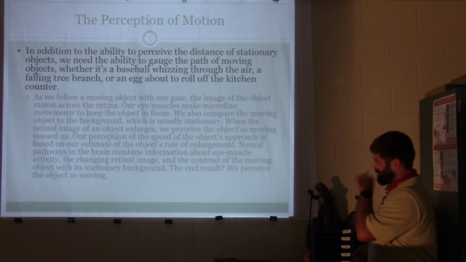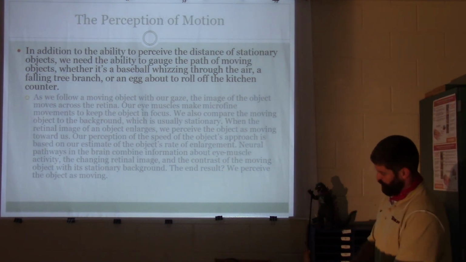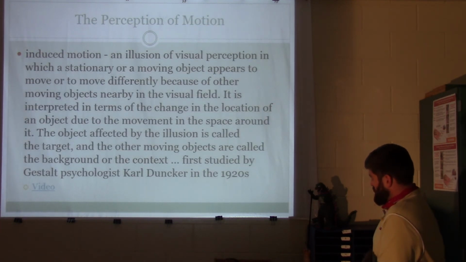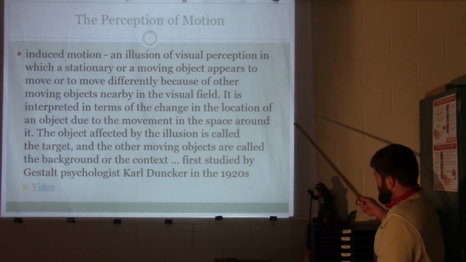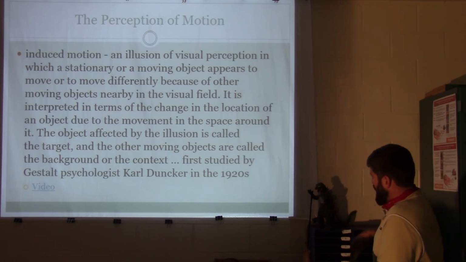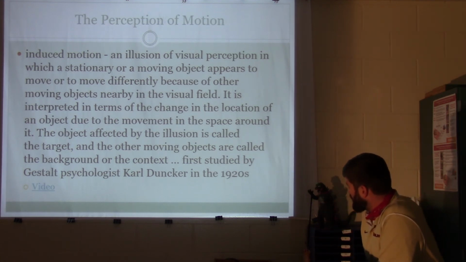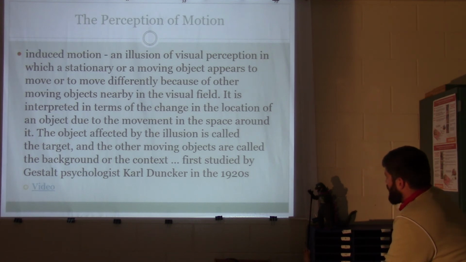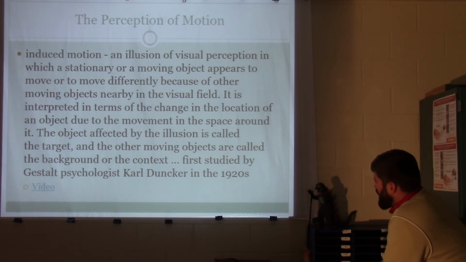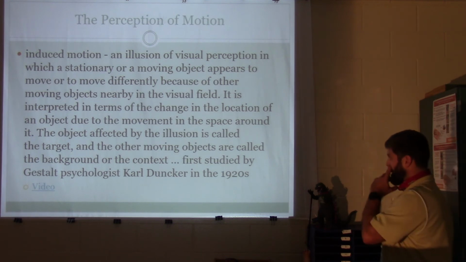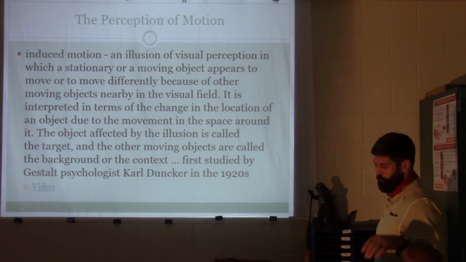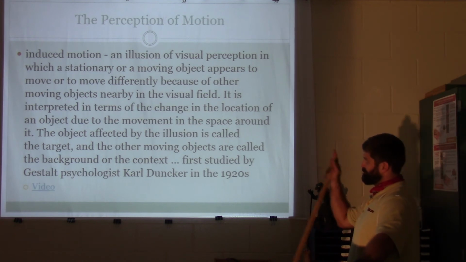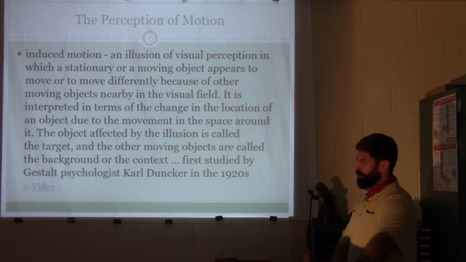Perception of motion, we'll look at this here in a second. But we have induced motion. It's an illusion of visual perception in which a stationary or moving object appears to move or move differently because of other moving objects nearby in the visual field. It is interpreted in terms of the change in the location of the object due to the movement and the space around it. Check it out if you want to. There's a video that goes along with it.